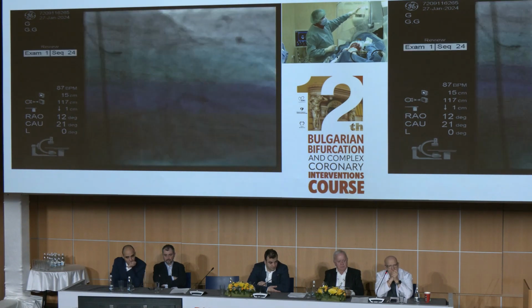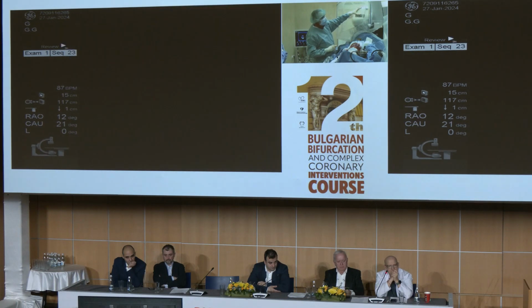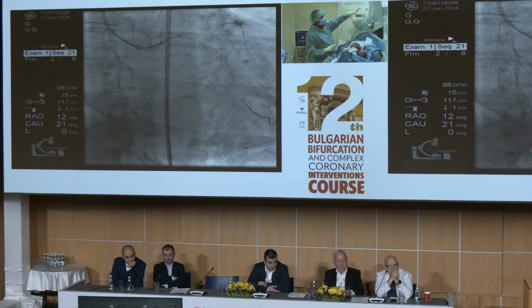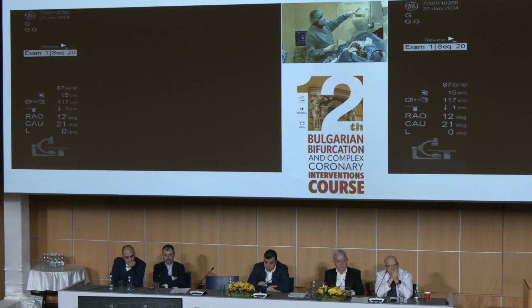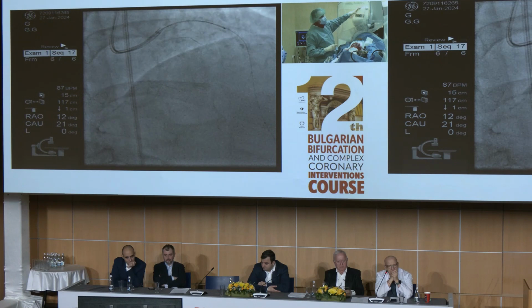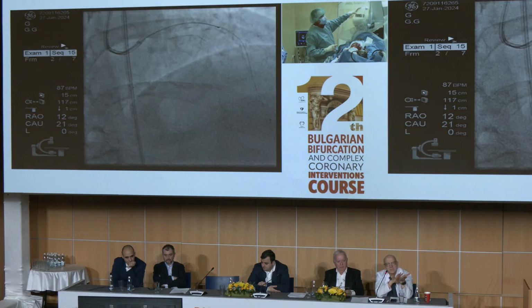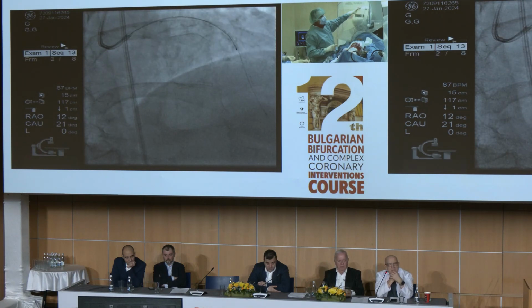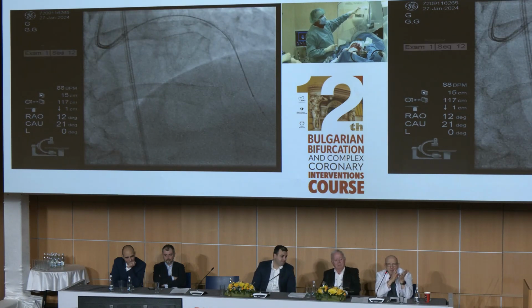My only concern is the spider view and the highly diseased ostium of the circumflex. But what is the minimum lumen area at the ostium of the CIRC? 4.3. 4.3. We don't have any issues then.